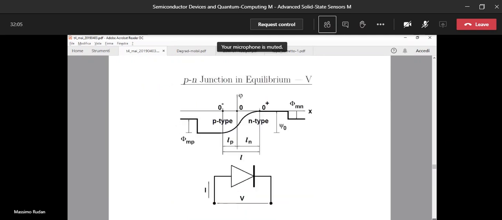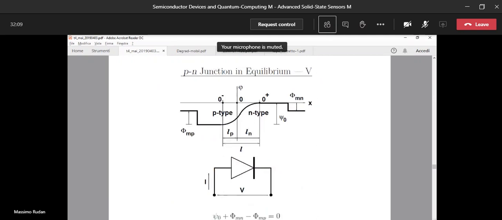Okay, so far we have neglected the fact that at the end of the p-type region and at the end of the n-type region, we have the contacts. Okay, for the moment we have always assumed that the p-n junction is infinitely long on the right and on the left, but it is not so. There are two contacts, okay? In general, these contacts are made of metal.